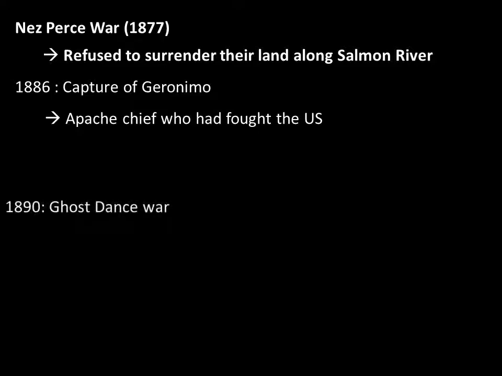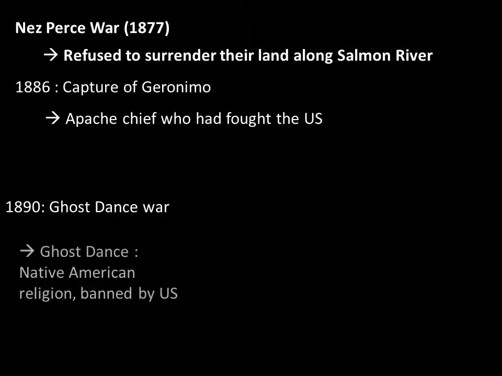Now, a little bit of context. In 1880, there was a religion called the Ghost Dance. Okay, the Ghost Dance was a Native American religion. That's the name of the religion. It was called the Ghost Dance. And the thing is, practicing this religion was forbidden. Okay, the Americans actually banned the Ghost Dance. So I put Native American religion, banned by the US. Now, what happened is that the Native Americans defied the order and kept practicing their religion anyway. And a war broke out.